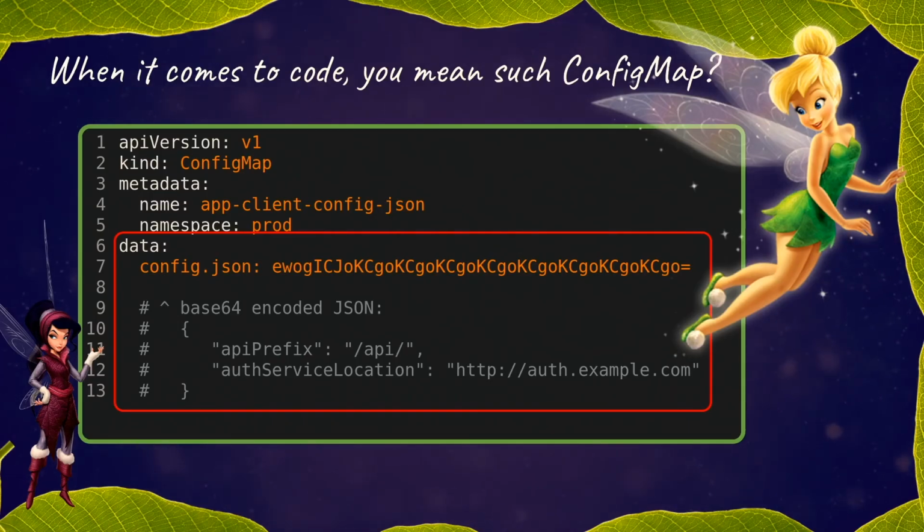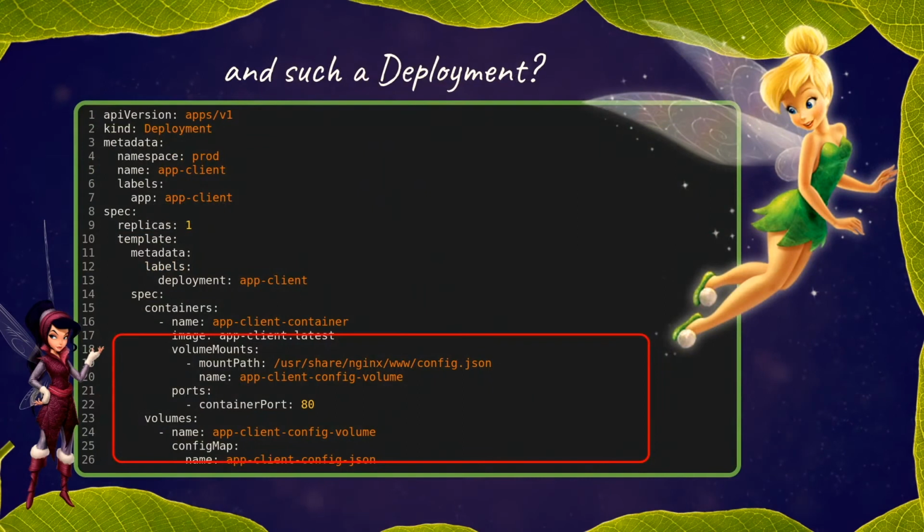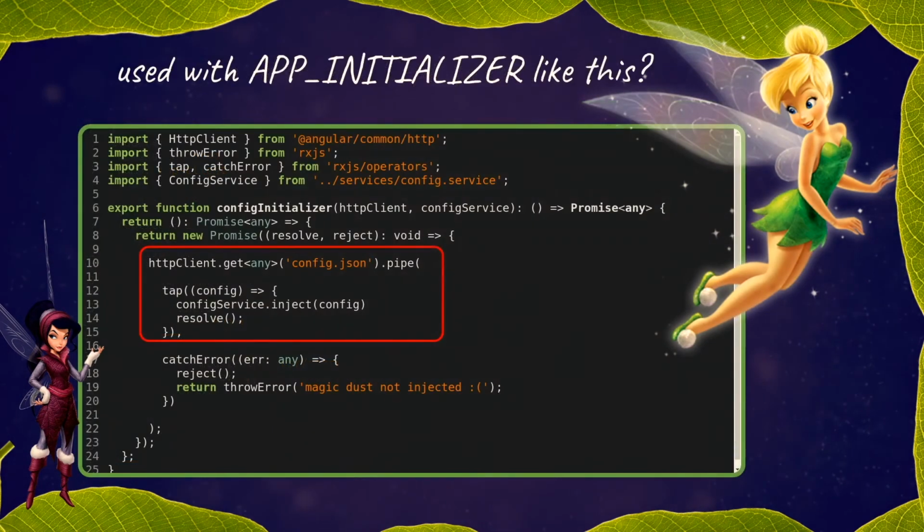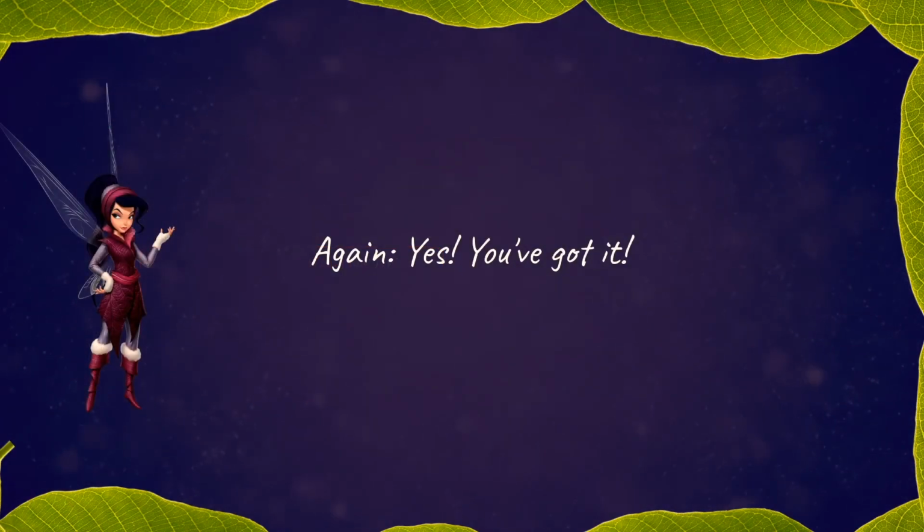And when it comes to this config map, it looks something like that. So we have this config JSON base encoded and a deployment config file for Kubernetes, where we decide how to mount this text magically via the config map to our Docker image. And of course, we use APP_INITIALIZER with our config initializer function with the promise, and just take the simple config file and use our configuration data as you want. Again, yes, you got it, Tinkerbell, said the video.